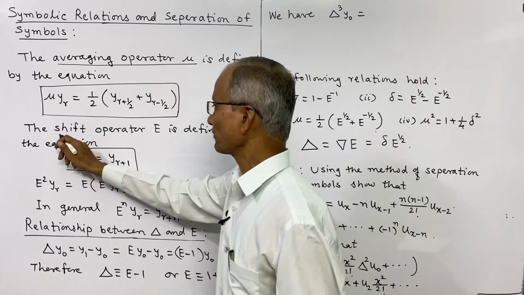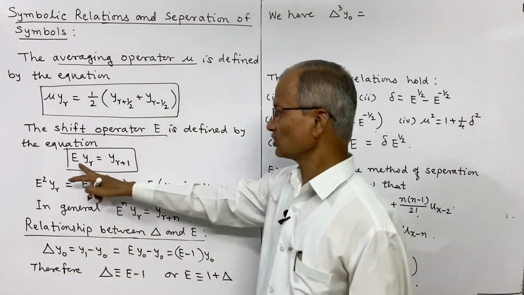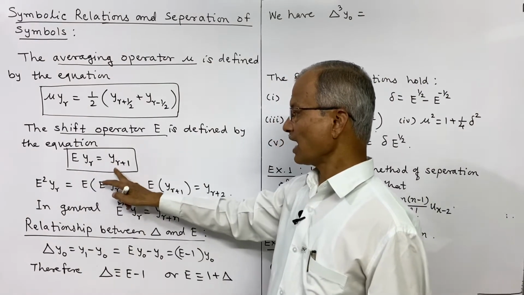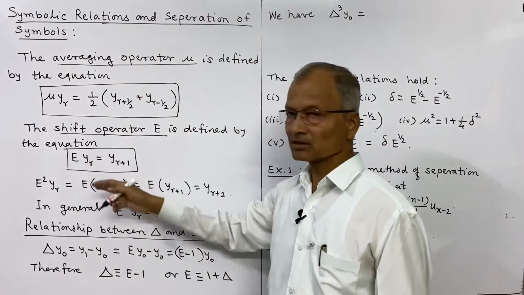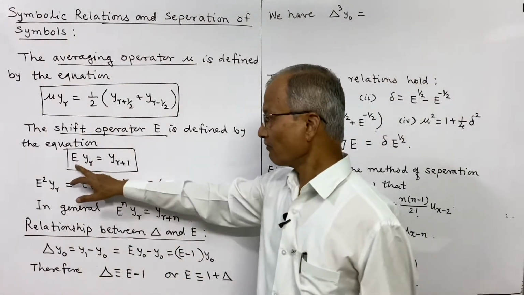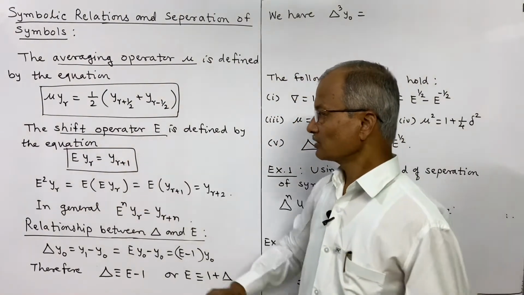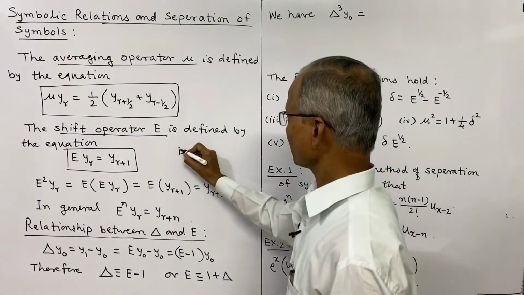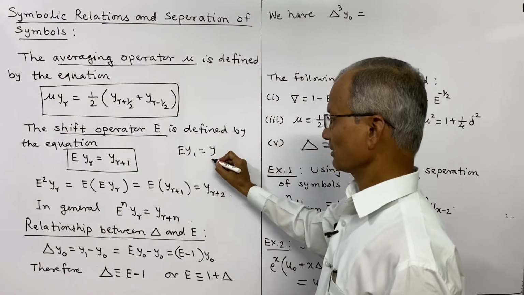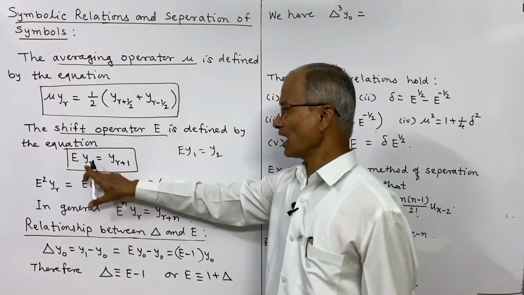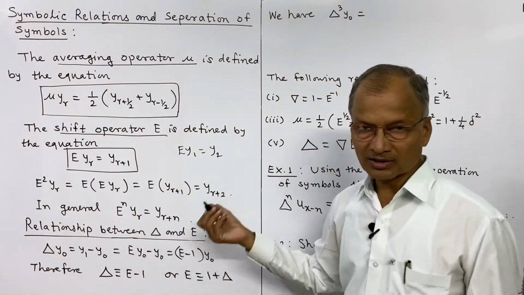The next operator is the shift operator, E. It is denoted by E and defined by the equation E of yr is equal to y r plus 1. Why is it called the shift operator? It shifts the value to the next immediate value. That is, E of yr is y r plus 1. Here the difference is assumed to be 1. So if you consider E of y1, it will be y 1 plus 1, that is y2. E of y1 is y2, E of y0 is y1, etc.